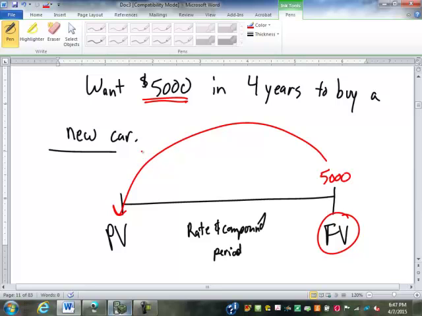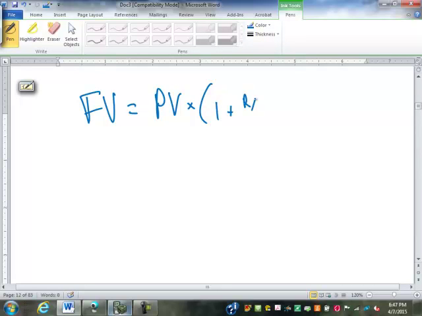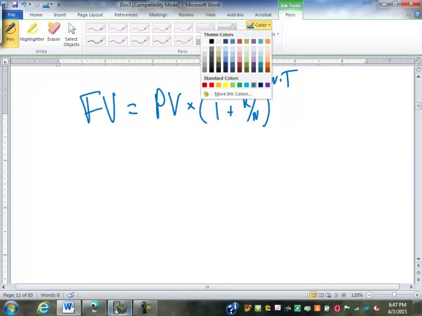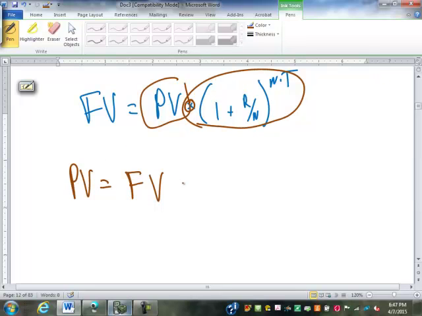What happens with this is we just take our formula. Remember, we have our formula for future value is equal to the present value times 1 plus the rate divided by the number of periods in a year to the power of the total number of periods in the investment, n times t. If I wanted to solve this for the present value, what would I do? Yeah, it's multiplied by this whole works right here, right? So to get rid of that, I would divide. So I end up getting the present value is equal to the future value divided by 1 plus r divided by n to the power of nt.